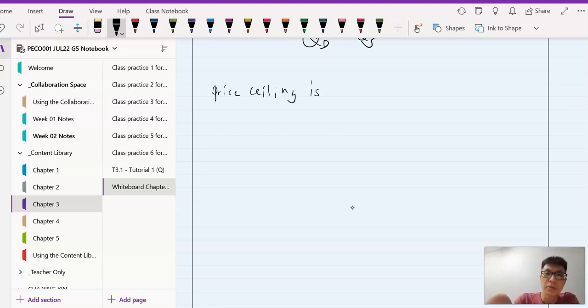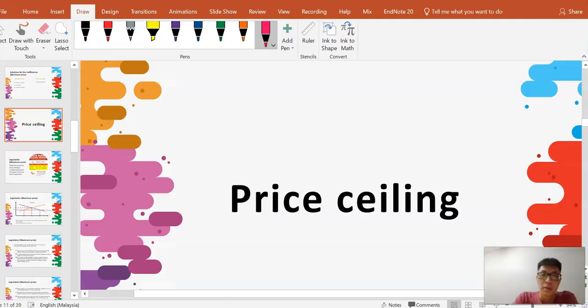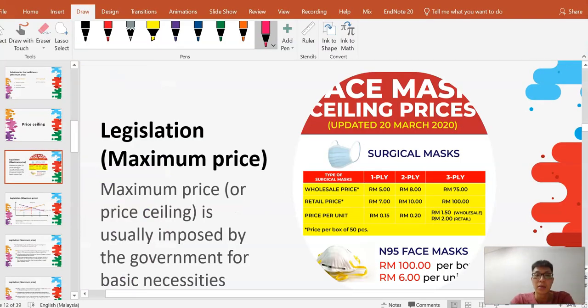It is used to protect the consumers this time, right? The most popular example recently, which is not really recent, is during March 2020 when there was a lockdown, suddenly the face mask increased price by a lot due to shortage, right?